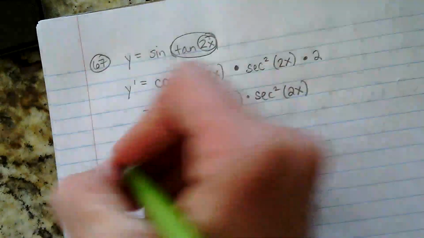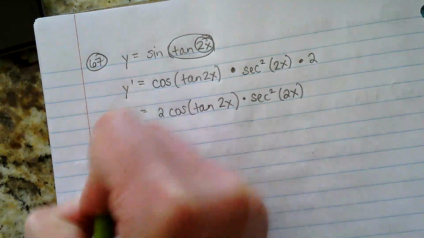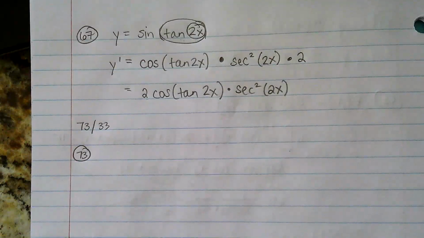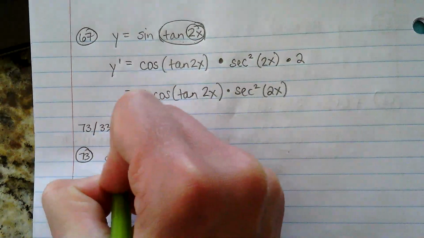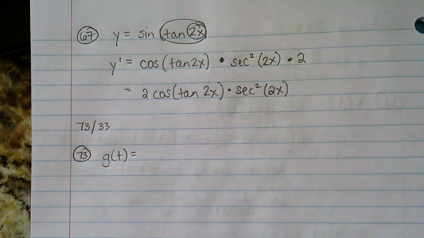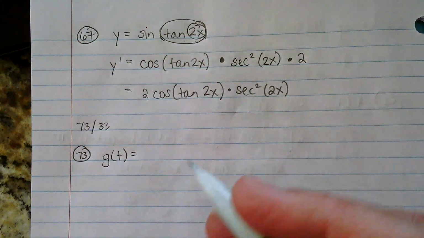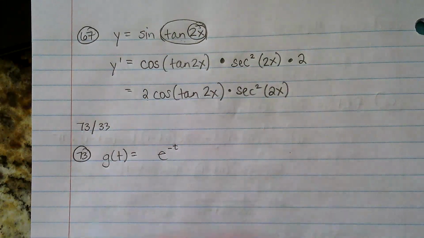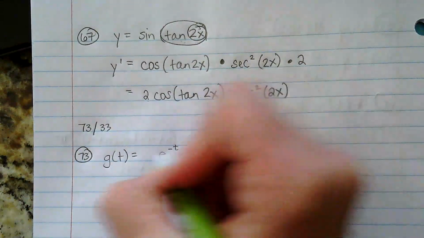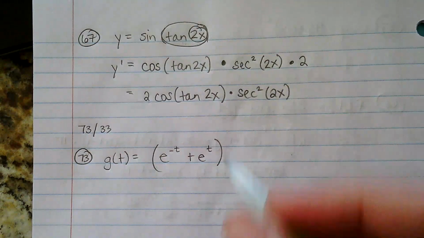73 and 33. So 73, g of t equals e to the negative t plus e to the t, all to the third.